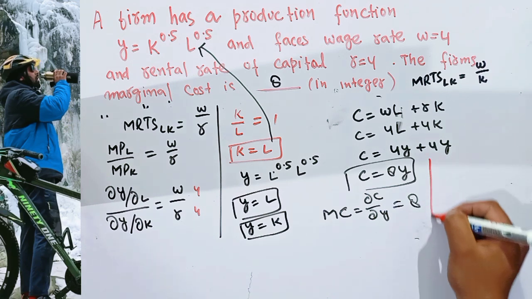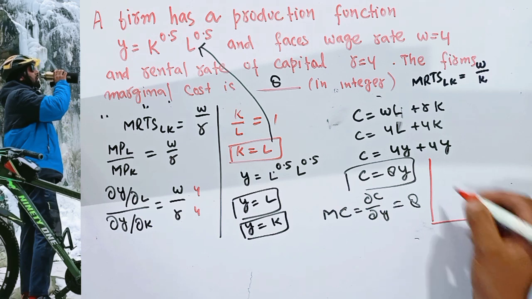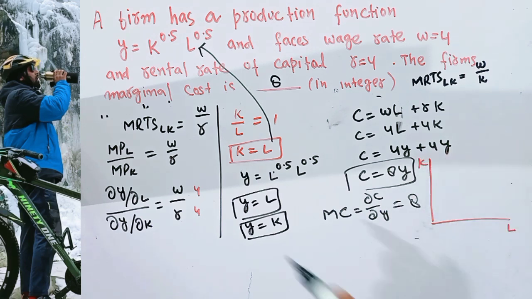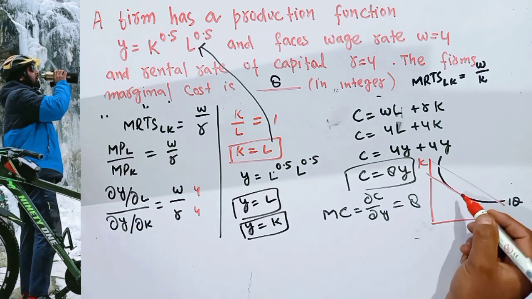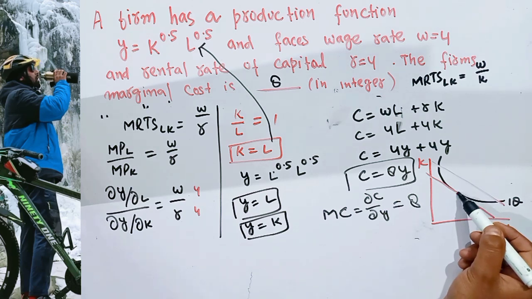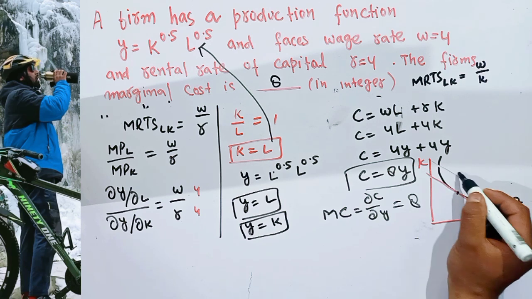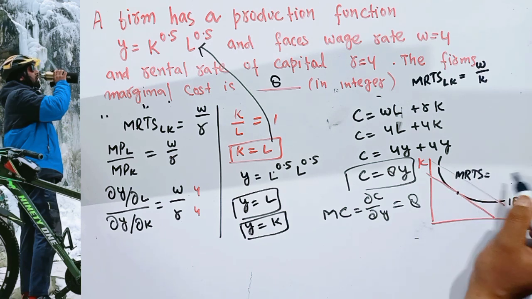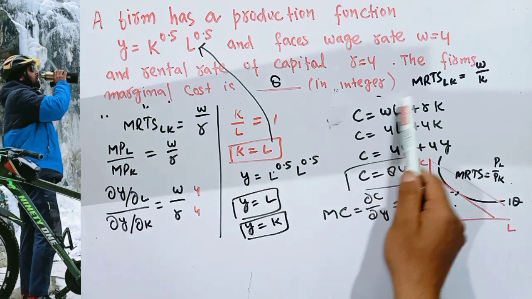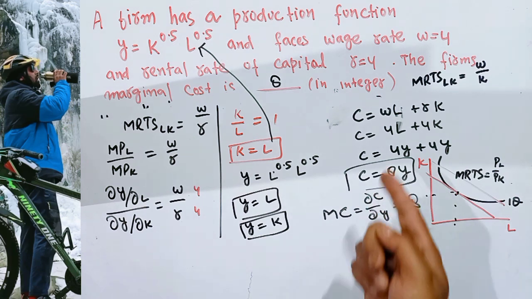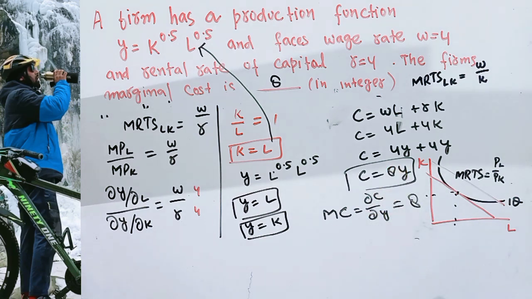Graphically, it simply means if we have labor and capital, given the production isoquant, let us say this is our isoquant, we want to minimize our cost. So cost minimization requires where the isocost line and the isoquant are tangent to each other. Here our MRTS should be equal to the ratio of the price of labor upon the price of capital. Corresponding to this, we will get the optimal bundle. Plug the value of the optimal bundle into the cost function, you will get the total cost function. Differentiate the cost function with respect to output, you will get the marginal cost.